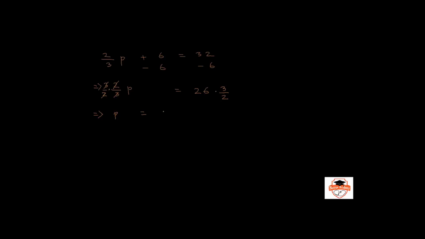Now how do you multiply 26 with 3 over 2? Remember fractions? 26 is 26 over 1 times 3 over 2. Simplify. Divide this by 2, this by 2. So you have 26 divided by 2 is 13 over 1 times 3 over 1, which is 13 times 3 over 1, which is 39 over 1, which is 39. So p is equal to 39. Are you good? Okay, let's do another one.